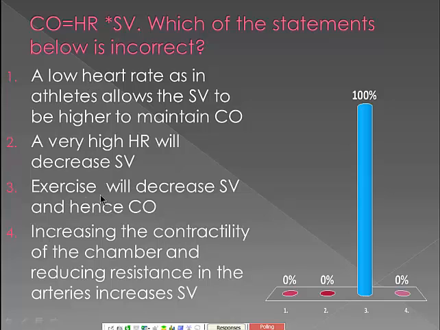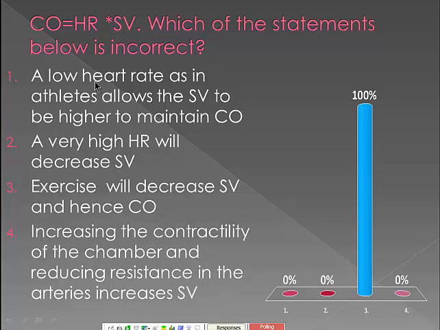Yes, exercise will decrease stroke volume and cardiac output. This is an incorrect statement. Exercise, on the other hand, increases stroke volume because there's an increase in venous return, which increases end-diastolic volume. So cardiac output increases in exercise. Think of it as common sense. So this is not a true statement. This is incorrect.